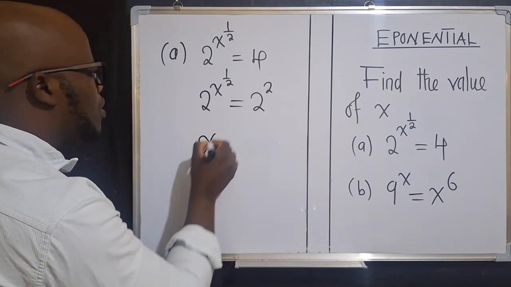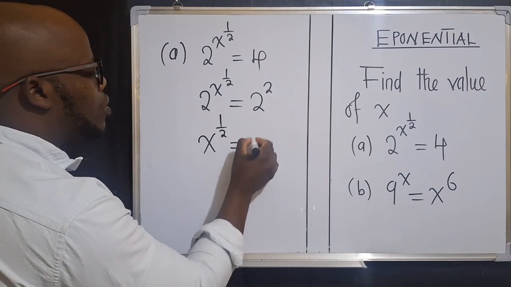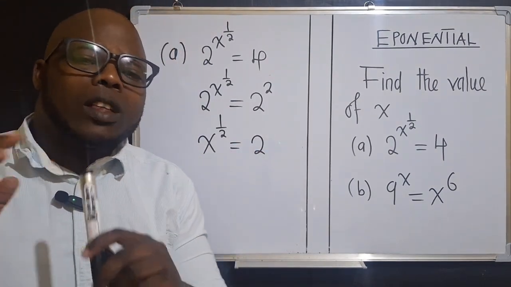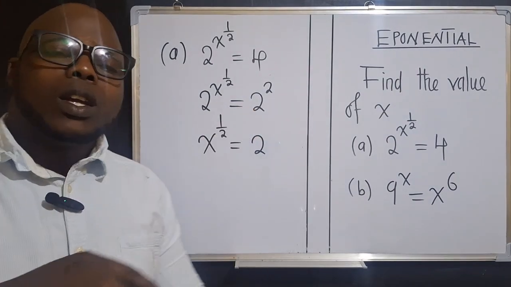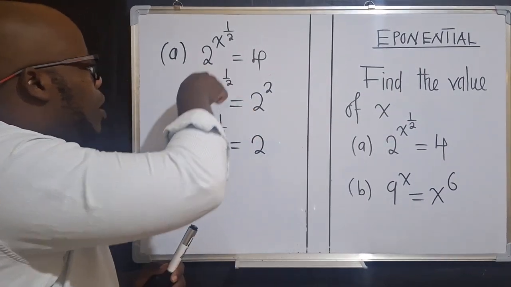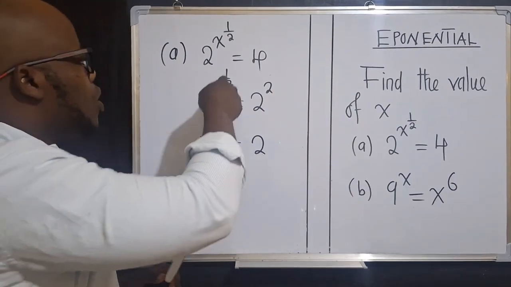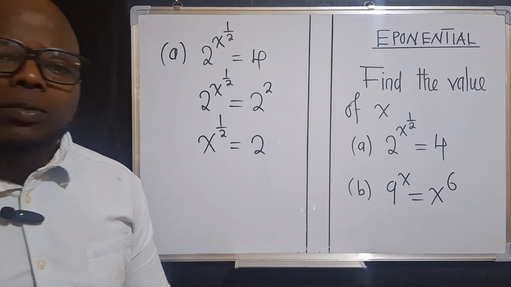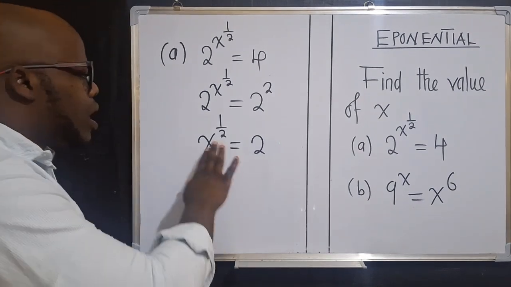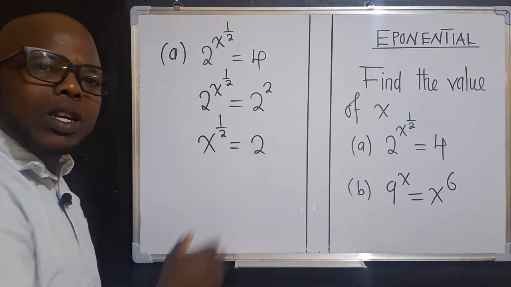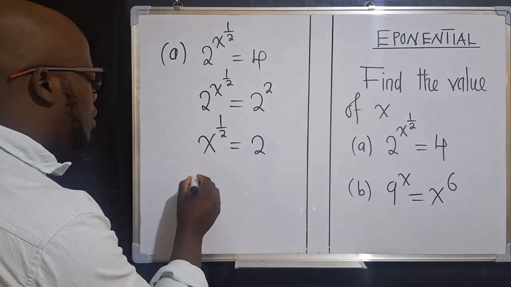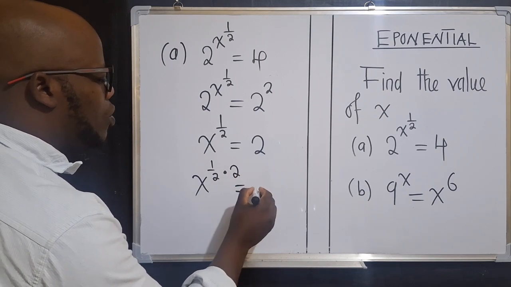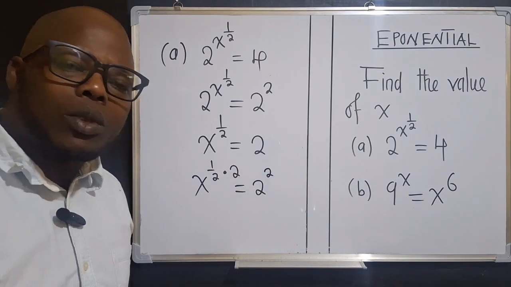So we shall say x power 1 over 2 is equal to 2. The laws of indices: whenever you see that the bases are the same, you equate the powers. Meaning the exponent here will be equal to the other exponent over here. So once you do that, you can now solve. How do we get to solve this equation now? We're solving for x. We shall say x power 1 over 2 all raised to the power 2 is equal to 2 power 2.